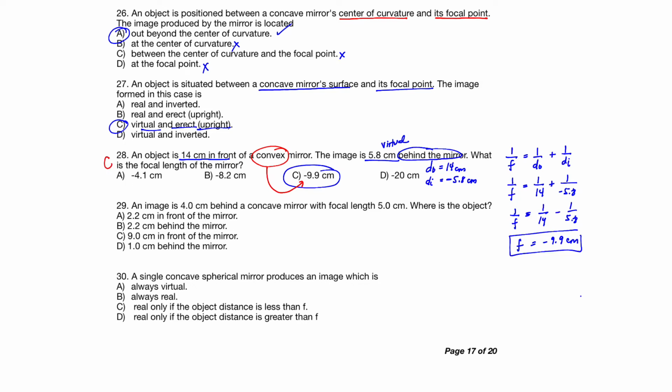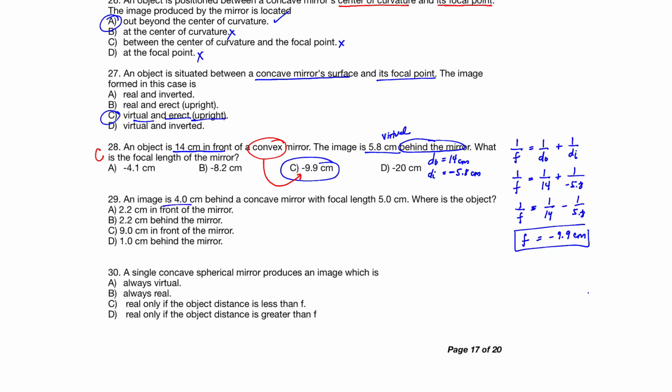Next, number 29. So an image is 4 cm behind a concave mirror with a focal length of 5 cm. So behind here, the word behind, that is a virtual. Where is the object located? Now take note that for number 29, we have the focal length of 5. So, by the way, 1 over F, that is 1 over DO plus 1 over DI. So, where is the object located?